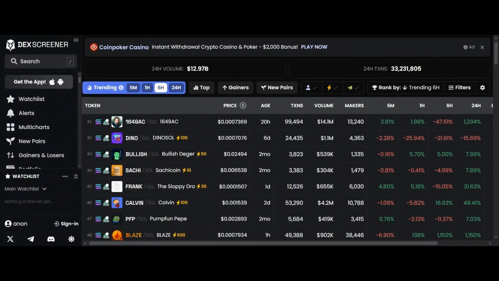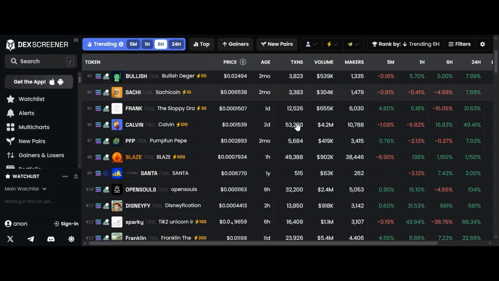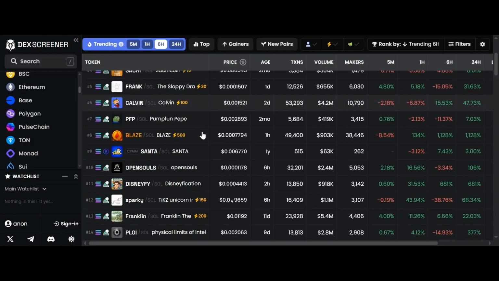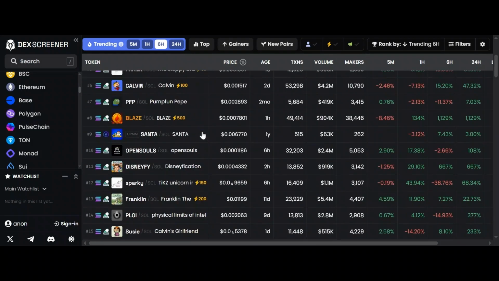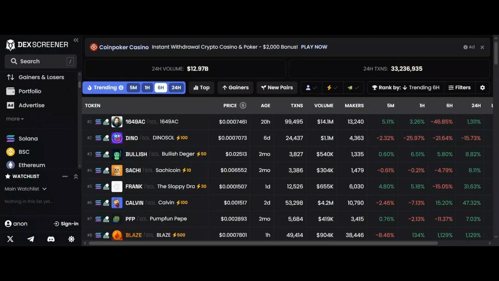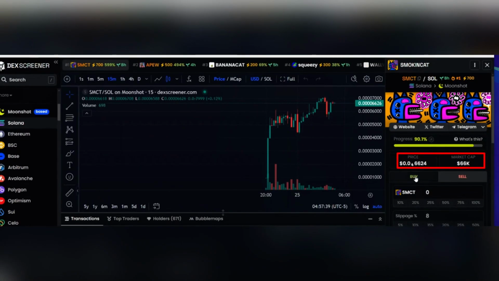Management tips. To trade a token on DexScreener, start by opening DexScreener.com in your browser. First, choose the blockchain where the token exists, like Solana, Ethereum, or BNB Chain. Next, find the token you want to trade by browsing or using filters for volume, liquidity, or market cap.